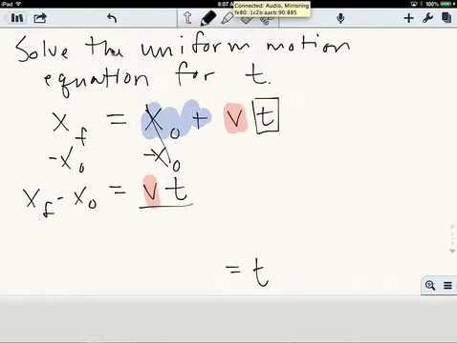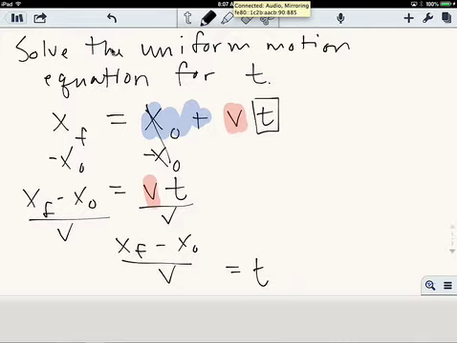And so now I'm going to divide both sides by v to undo the times by v. And so I get xf minus x naught over v. Now you could break up that division like we did before, but since we're dividing by a variable, we might as well just leave it as it is. And so that's another example there that you might have to confront.